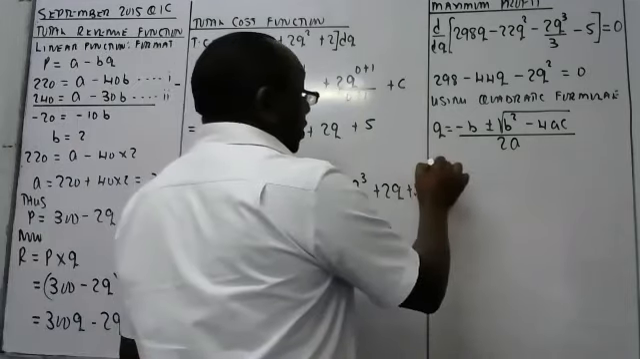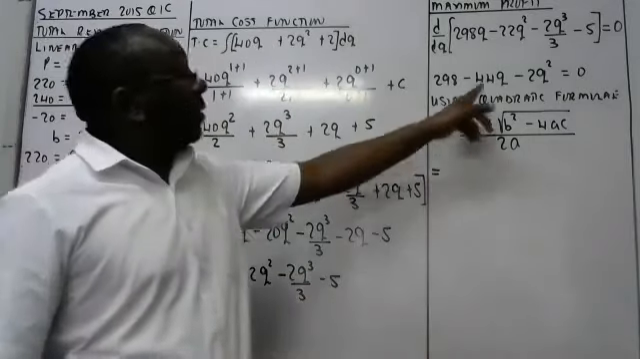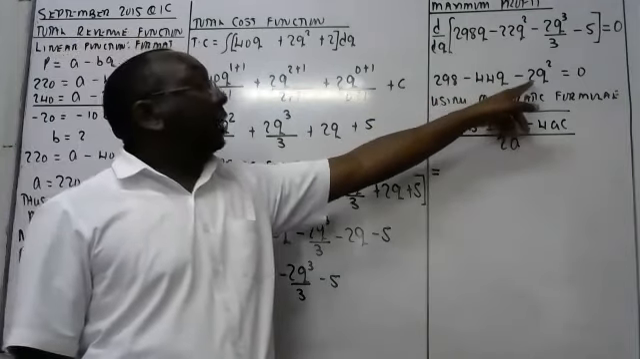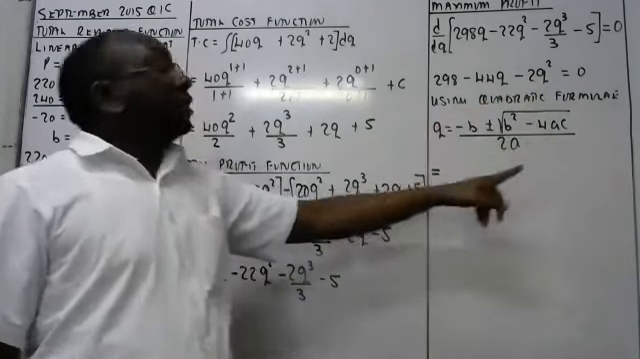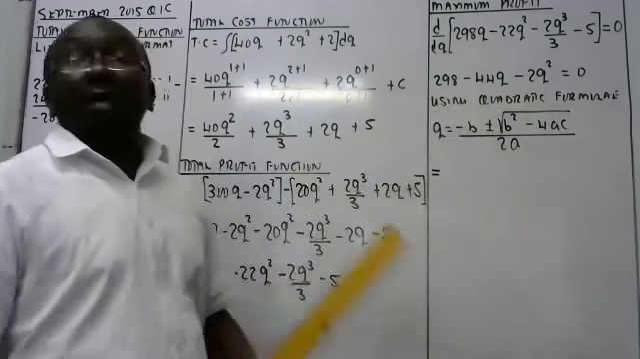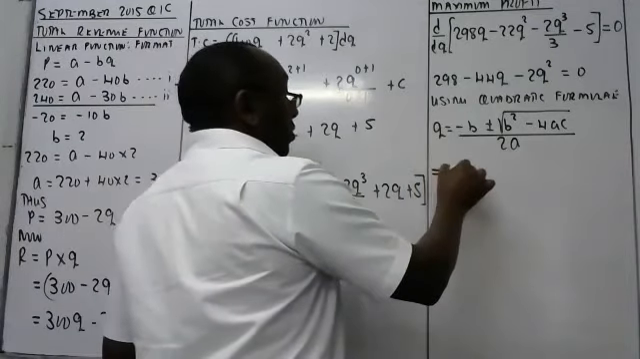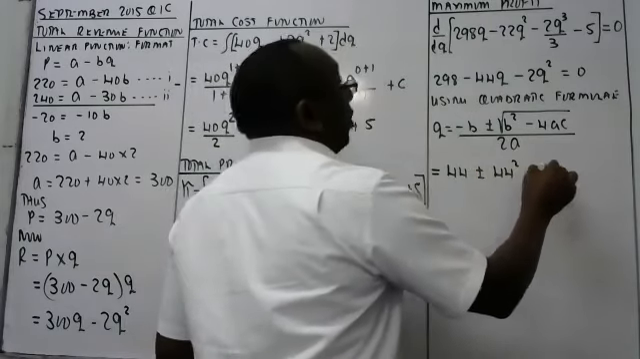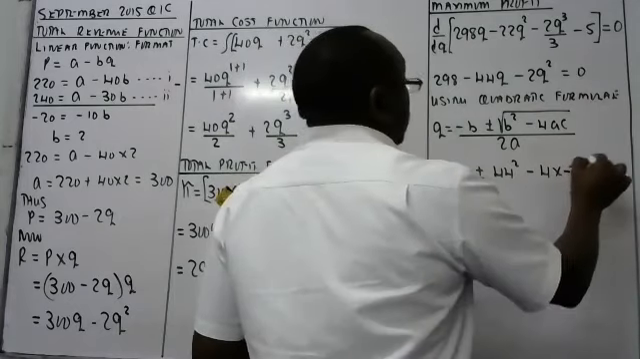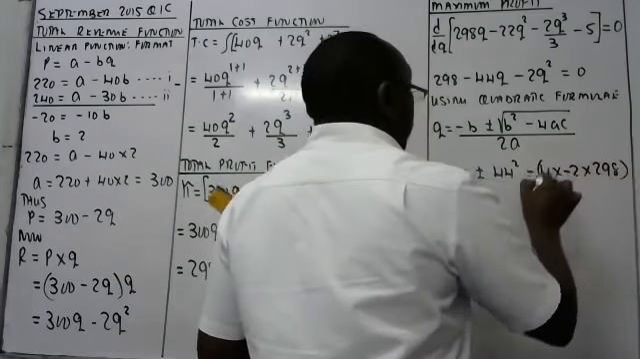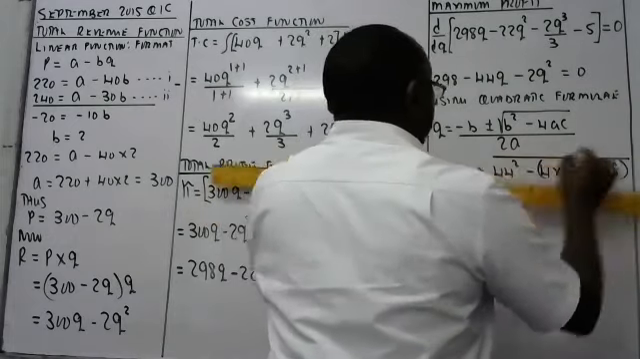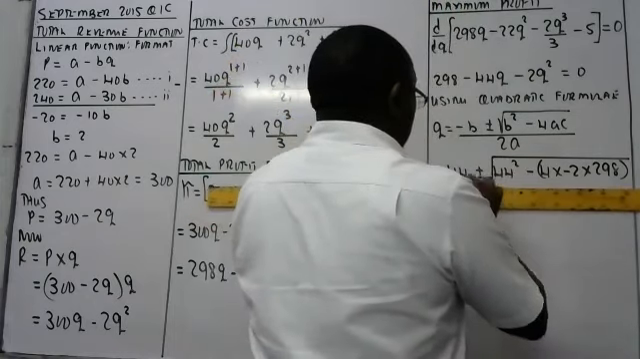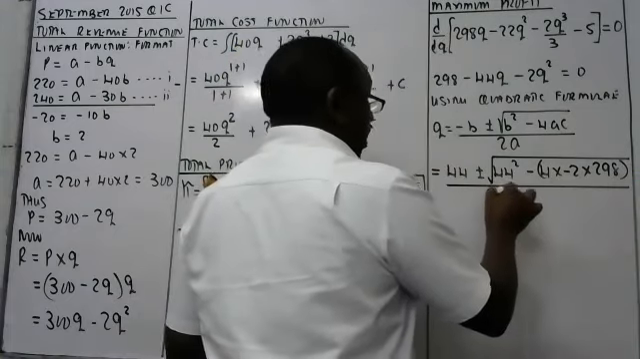So in substituting, B is the one which has a Q, C is the one which does not have Q, and A is the one which has Q squared. So B is already minus, so minus becomes positive. So we are going to have 44 plus or minus the square root of 44 squared minus 4 times A, which is minus 2, times C, which is 298. All these divide by 2 times minus 2.